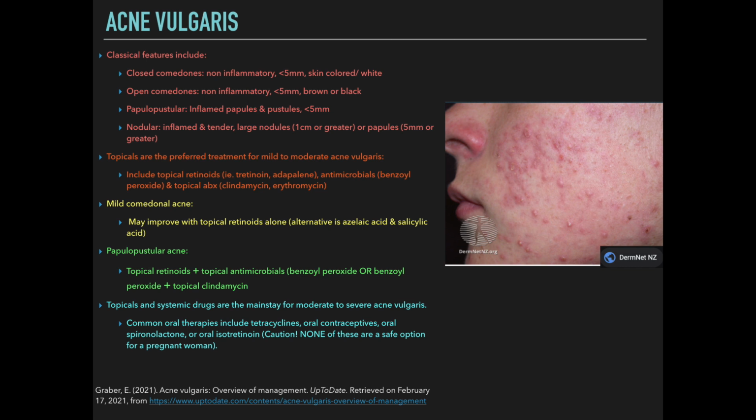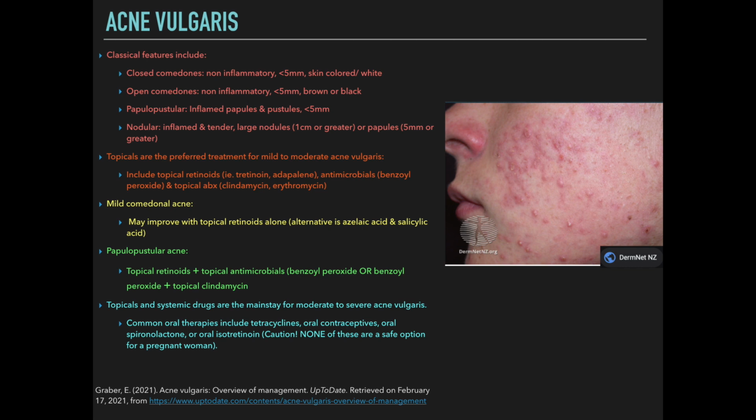Topicals are going to be the preferred treatment for mild to moderate acne vulgaris. This includes topical retinoids, antimicrobials, and topical antibiotics. Mild comedonal acne could potentially improve with topical retinoids alone, and there is an alternative listed there for you as well. For papulopustular acne, this is going to require topical retinoids plus topical antimicrobials.